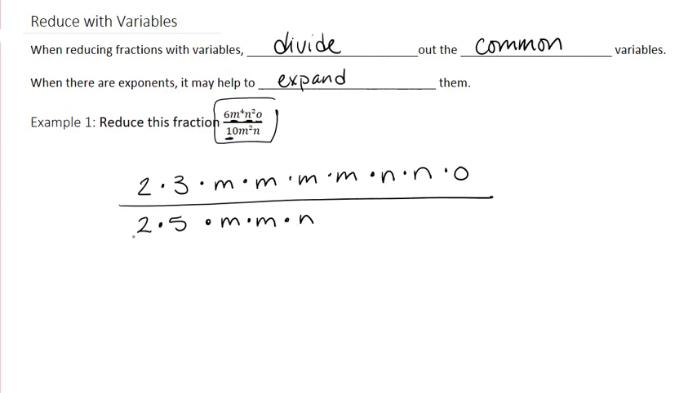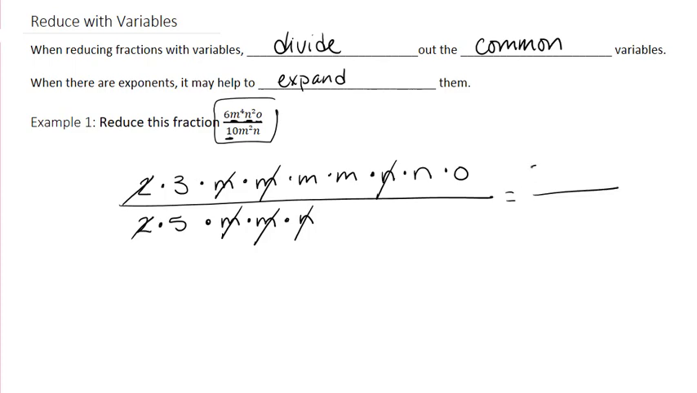So we have a 2 on the top and a 2 on the bottom, so we'll cross those out. Then we have an m here and an m here. We'll cancel those out. Then we have another m here and an m here. Now we have an n, which we can cross out here and then here. And then you can see that we have no more common factors on the top or the bottom as we've divided them all out. So now we can write it as our fraction that's reduced.